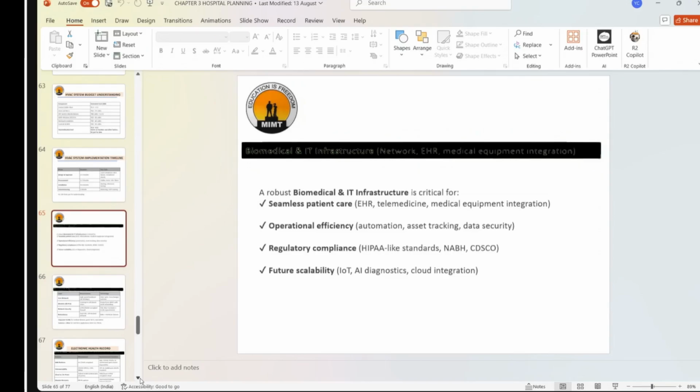Now, many of the big hospitals in the big cities are utilizing the Internet of Things, meaning the various equipment, particularly the tracking devices or monitoring devices. They are the Internet of Things. They are working on the Internet. AI diagnostic, artificial intelligence diagnostic, that is very important.